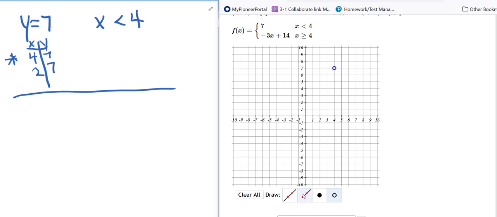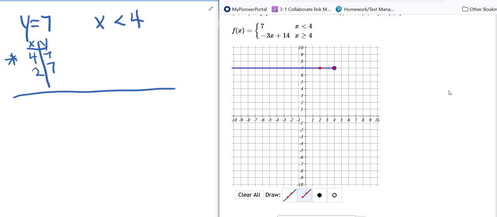Then we're going to click the ray tool because it is a line. Go back and click that point. Our next one is 2, 7. So over 2 up 7. So it goes this direction.